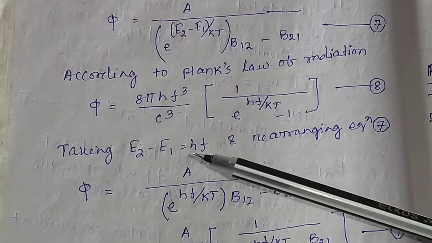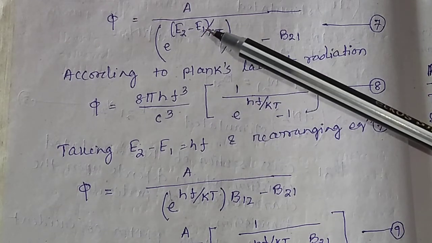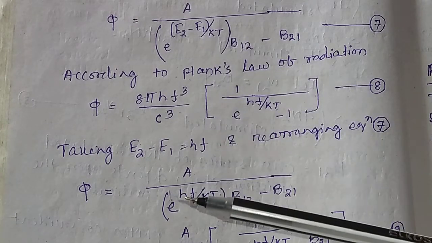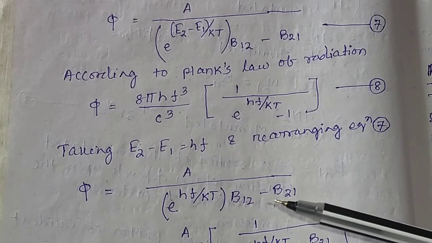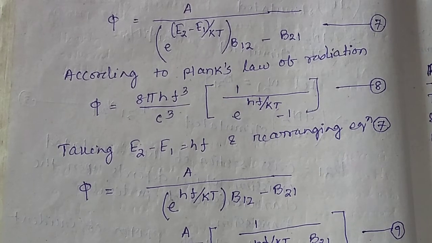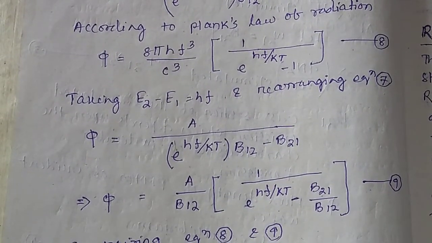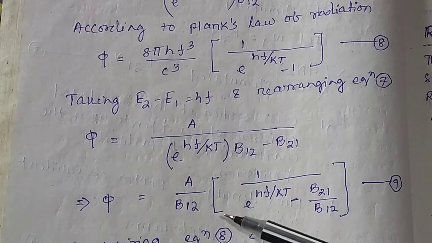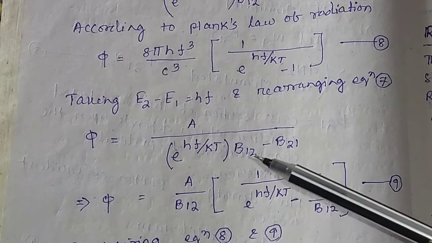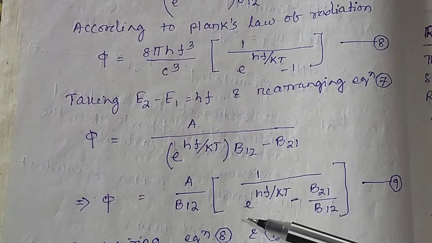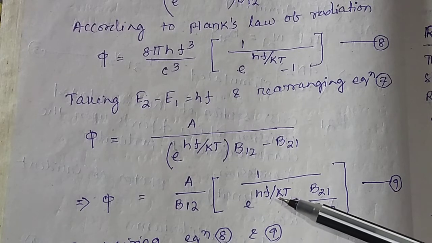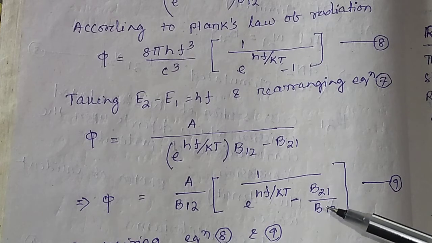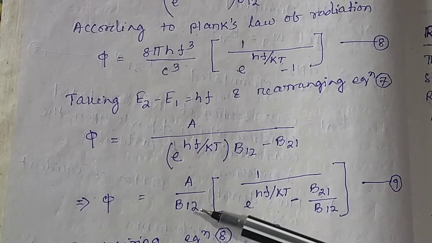So E2 minus E1 is equal to hf. You put the value of hf here, then phi will be equal to A divided by e to the power hf by kT B12 minus B21. Now what you do, you take common B12 in the denominator. So this factor will be e to the power hf by kT, minus B21 divided by B12, because you have taken B12 common.